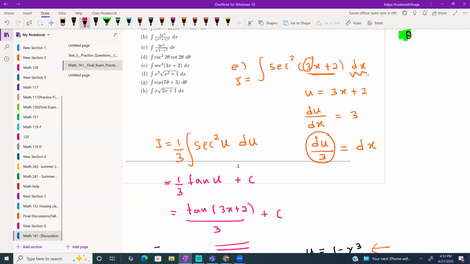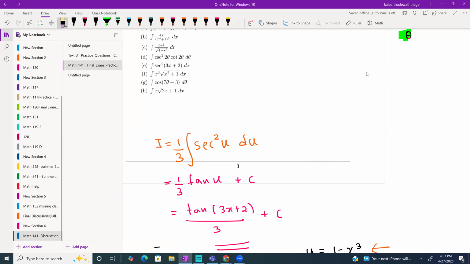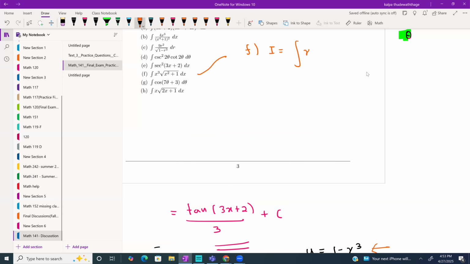Maybe F as well. Yeah, F, I really like that question. F gives you some challenge. You will see that, okay? Because if you take the substitution as x to the power 2 plus 1, like here, so I'm talking about F. In the F, you can think, okay, I have x to the power 3 times the square root of x to the power 2 plus 1, right?